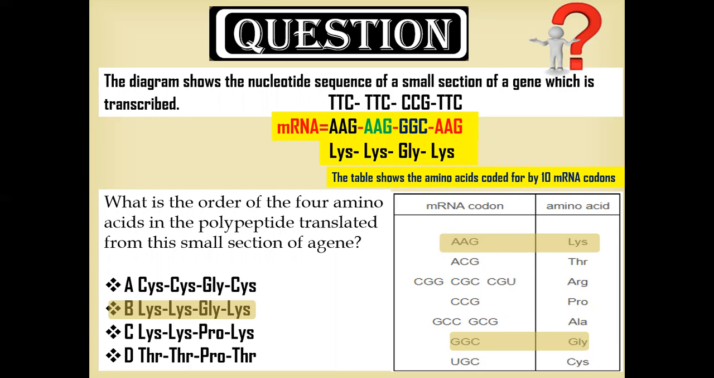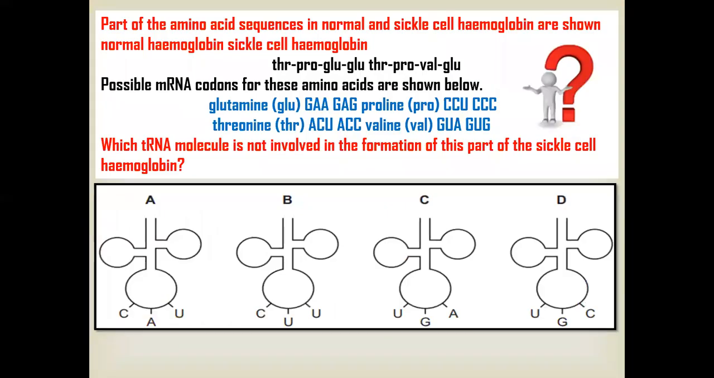We're going to proceed to the next question here. This style of question is a bit critical, but it's very simple to identify. The parts of the amino acid sequence in normal and sickle cell hemoglobin are shown, normal hemoglobin and sickle cell hemoglobin. Now, possible messenger RNA codons for these amino acids are shown there. So these possible amino acid codons are mentioned.